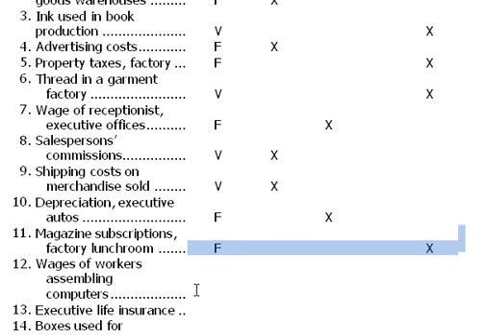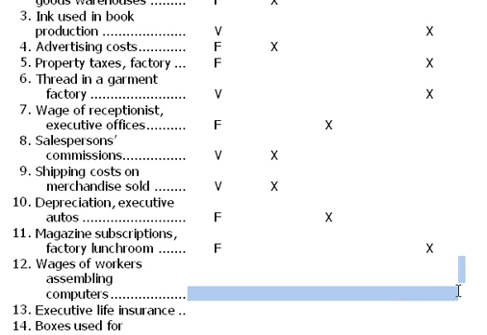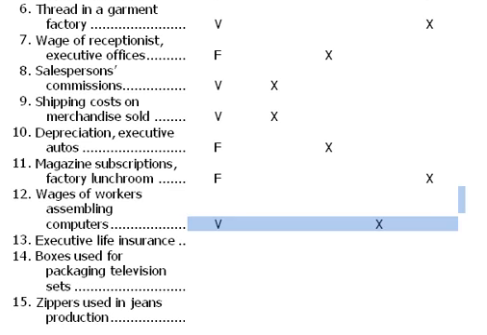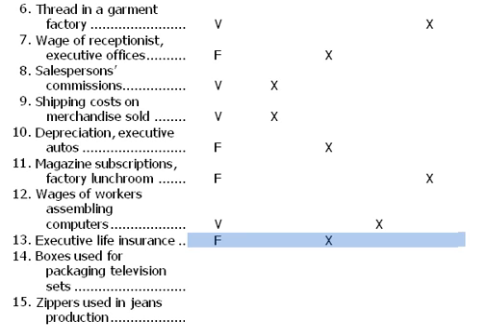The wages of workers assembling computers is a variable cost and a direct manufacturing cost, right? They're working directly on the product, adding value to the product. Executive life insurance, probably a fixed cost that would be an administrative cost.